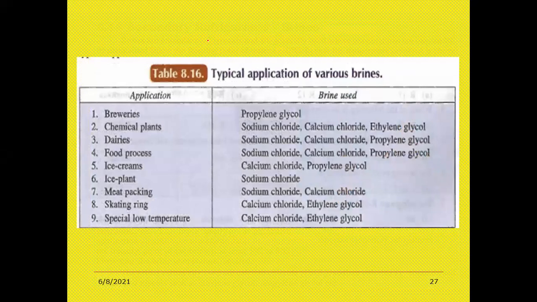Coming to the applications of these brines, see where brines are used and which brines are used in the market globally. For breweries, that means beer manufacturing, alcohol manufacturing, or cool drink manufacturing units, what type of brine is used? We use polypropylene glycol.